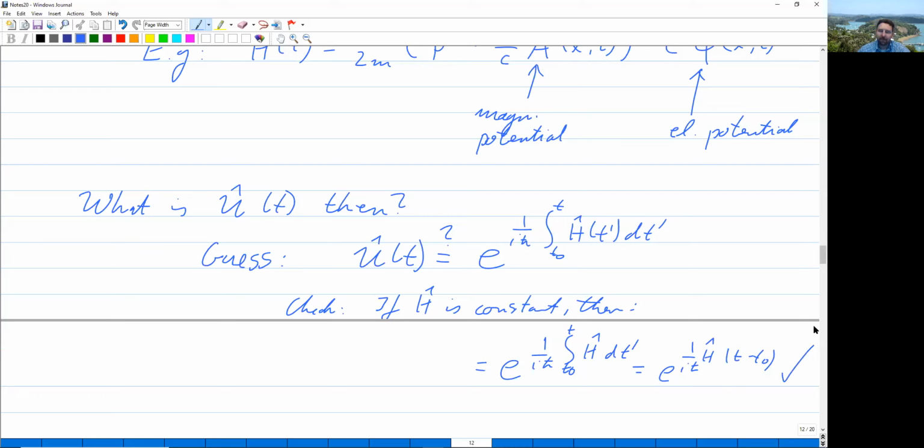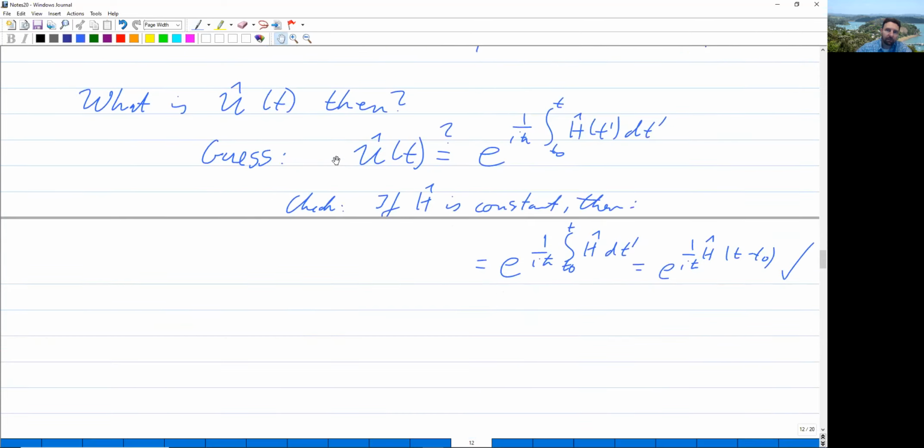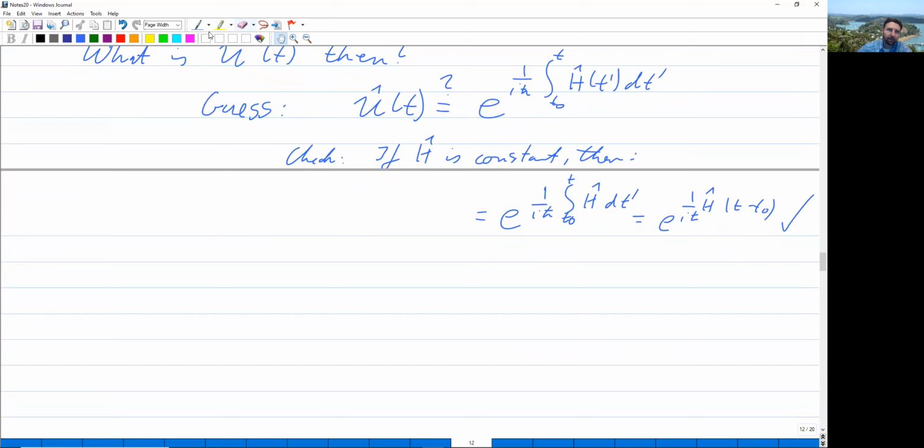But can it be correct? Let's see. This is a non-trivial business here because the equation of motion involves a derivative. And then the Hamiltonian here comes up at different times, and it may not commute at different times with itself. So the next check is this.